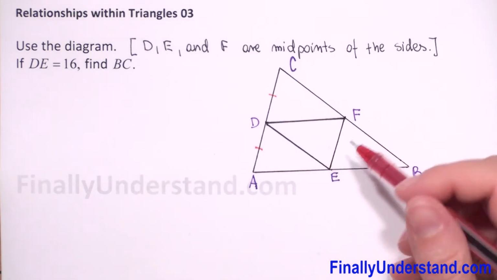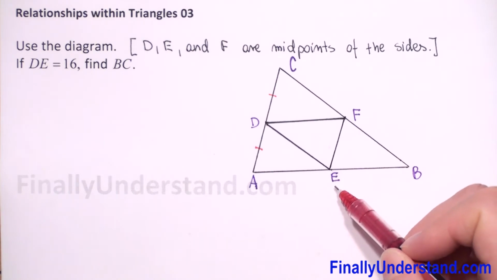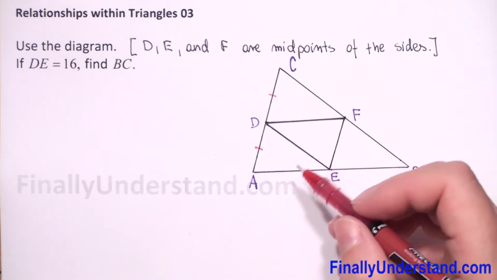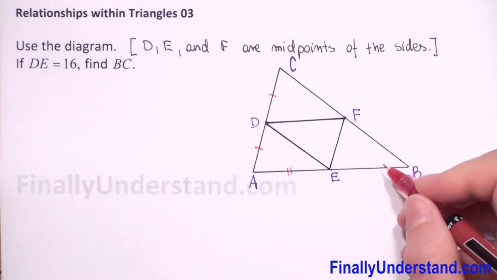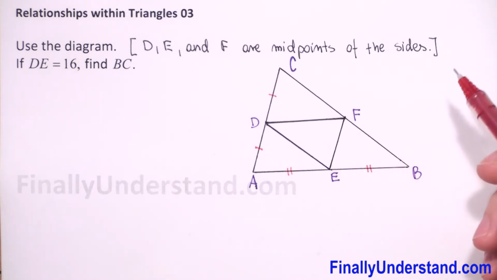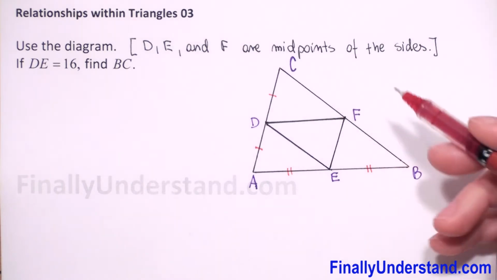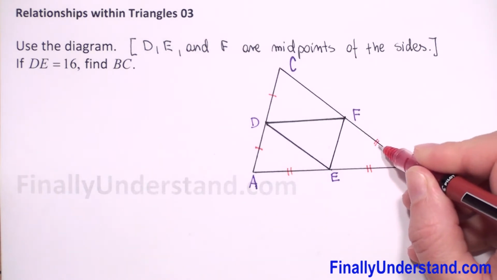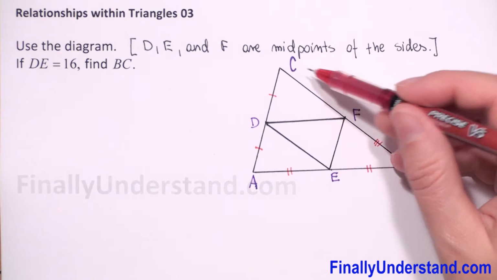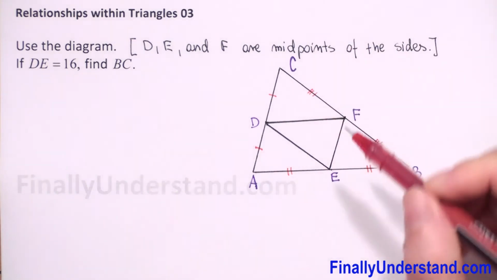What else? We have that E is the midpoint of AB. It means that AE is congruent to BE. And F is the midpoint of BC. It means that BF, I will put 3 marks, is congruent to CF.